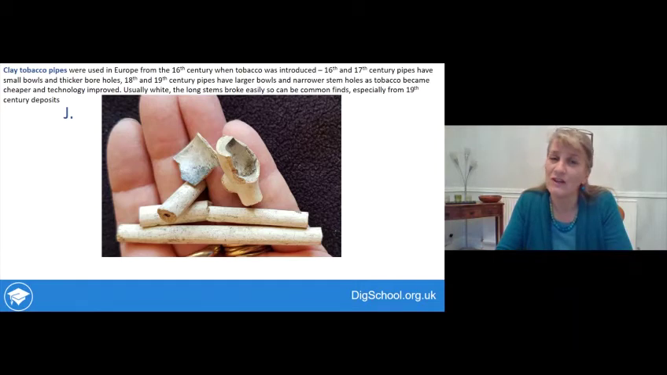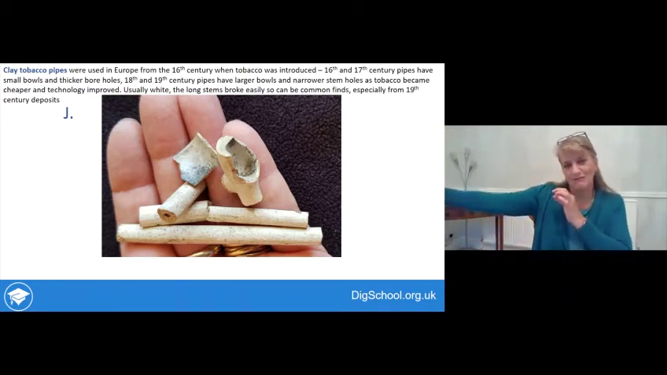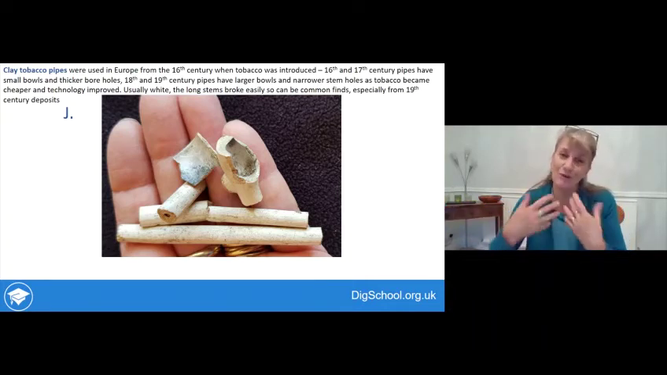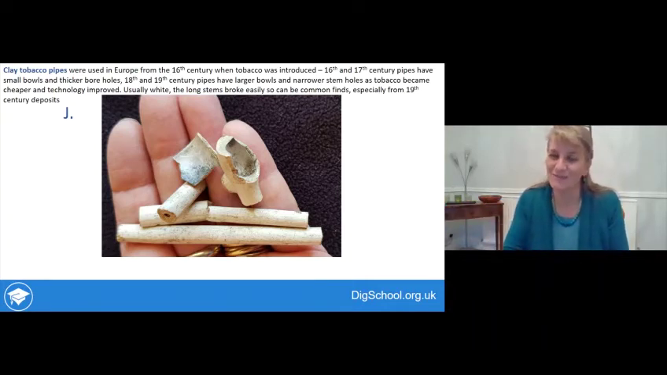Certainly by the 19th century, they're really common finds on sites. Sometimes they had very long stems, right the length of your arms sometimes. They broke very easily, so we find lots and lots of bits of them. There's been someone there who's been smoking. We even find them in fields. People were clearly smoking while they were working in the fields.